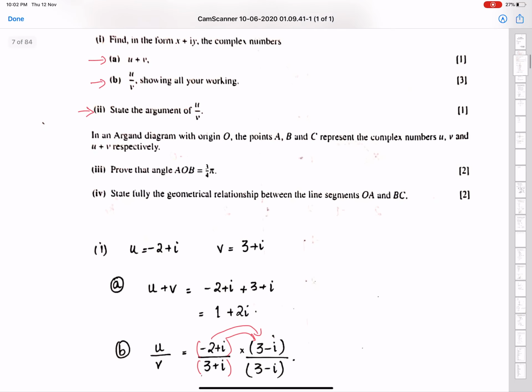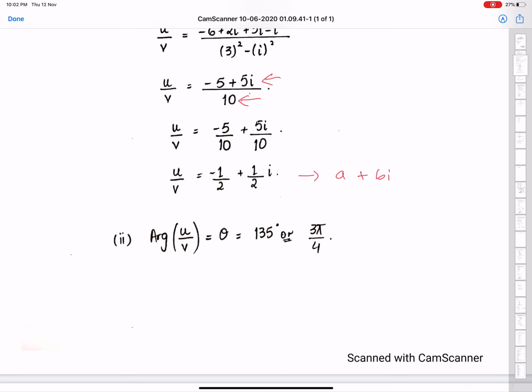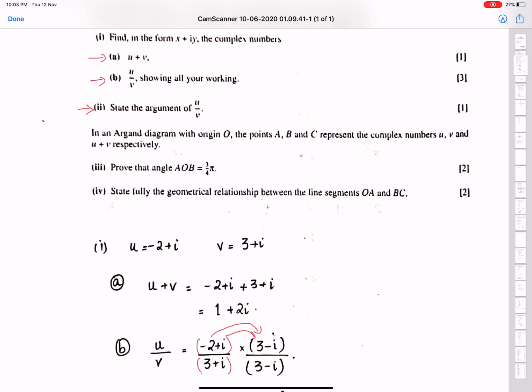Now the next part is state the argument of u upon v. This is very simple. This is minus half plus half i. This line is y is equal to minus x. So its argument must be 3 pi by 4.